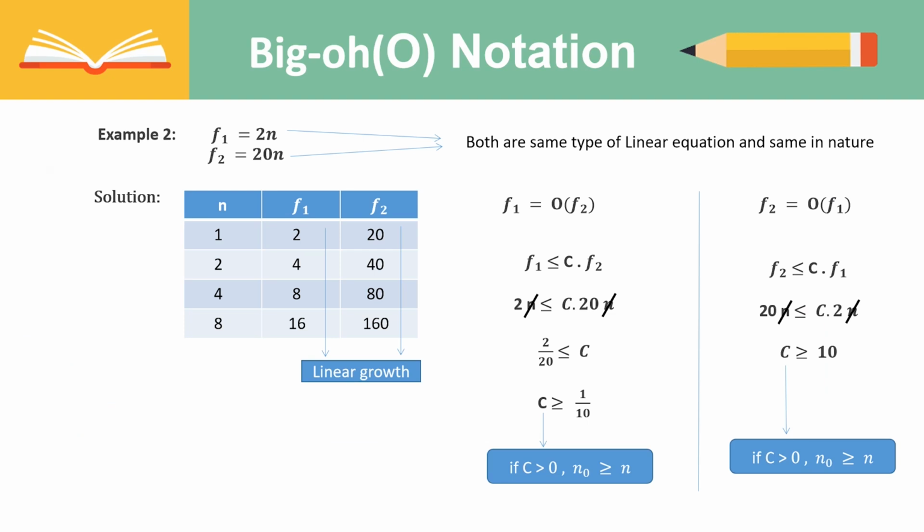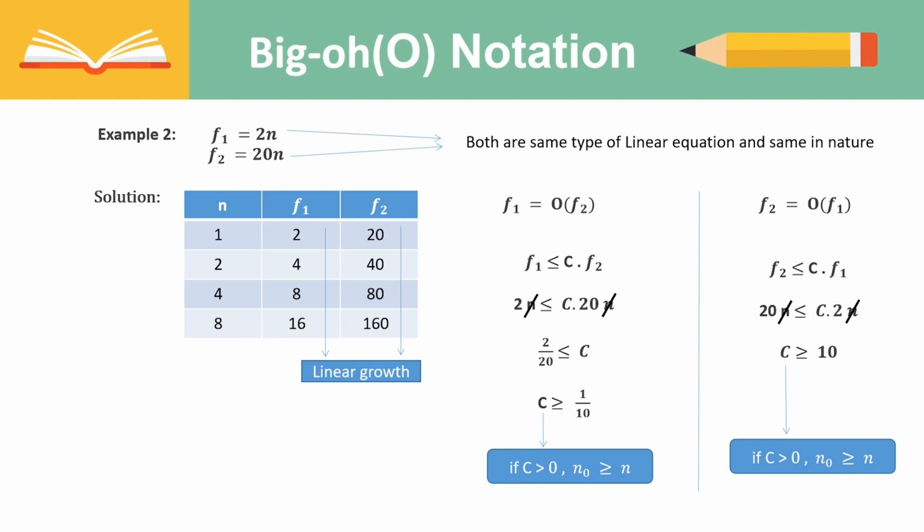Where if n is equal to 1, f1 is equal to 2 into 1 which is equal to 2 and f2 is equal to 20 into 1 equal to 20. If n is equal to 2, f1 is equal to 2 into 2 is equal to 4 and f2 is equal to 20 into 2 is equal to 40. And the same continues with n is equal to 4 and 8. You can easily observe in the linear growth chart that both f1 and f2 grow linearly.